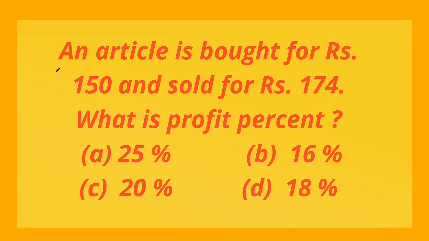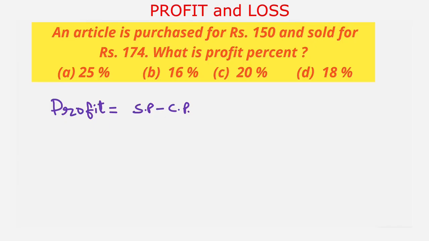We go to the questions. Our question is, an article is bought for rupees 150 and sold for rupees 174. What is profit percent? These are the basic questions we are going to solve to understand the concept of profit, cost price, selling price, loss, profit percent and loss percent. We are going to solve this question from basics.